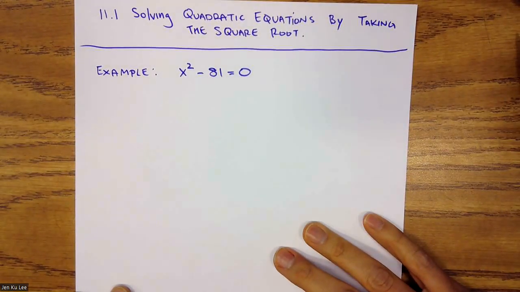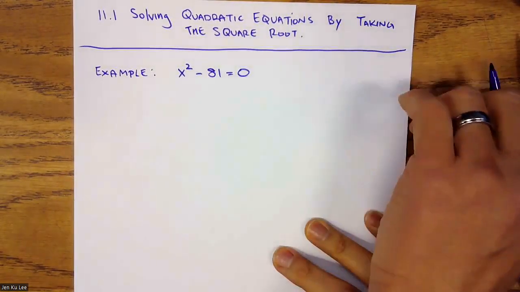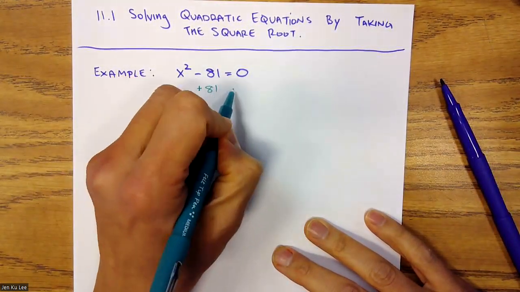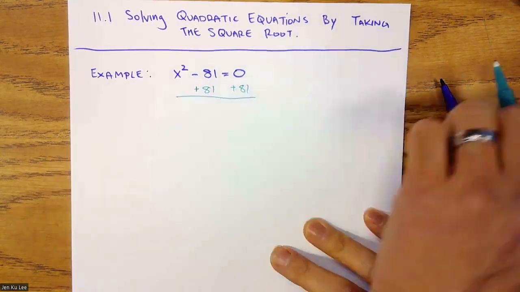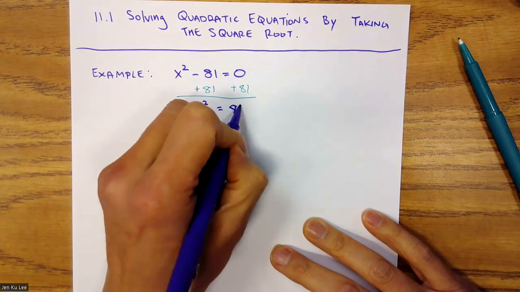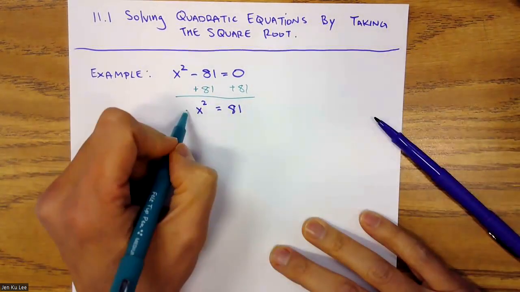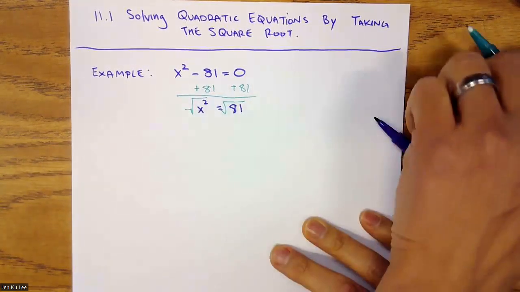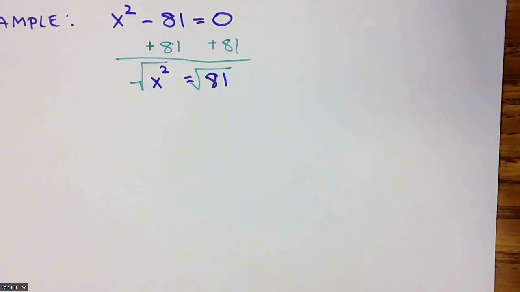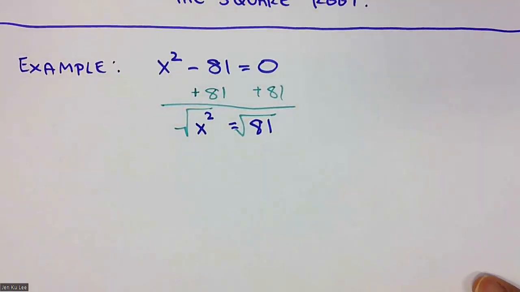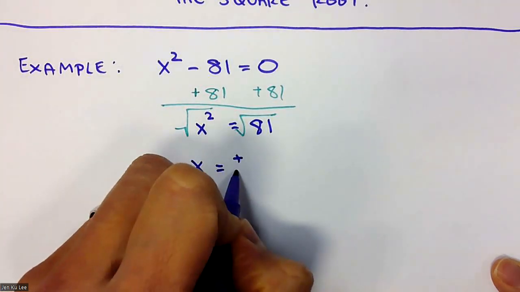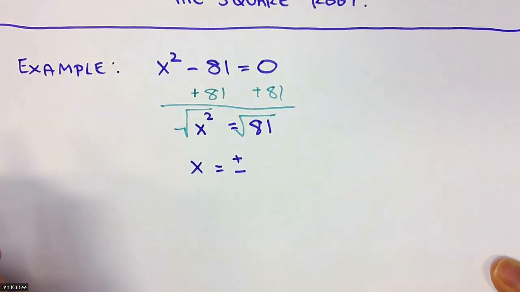Yes, Alex. Get x by itself, so I have to add 81 to both sides, right? And we have x squared equals 81, and then I'm gonna square root it. Now remember, when I do square root both sides, x is gonna equal plus or minus, what's the square root of 81?